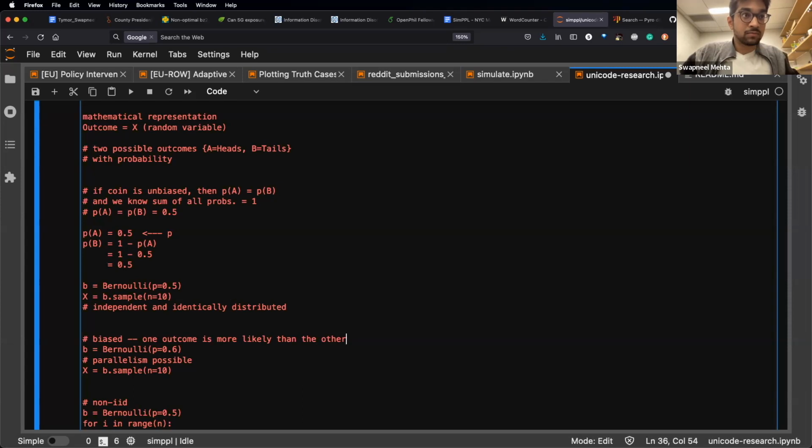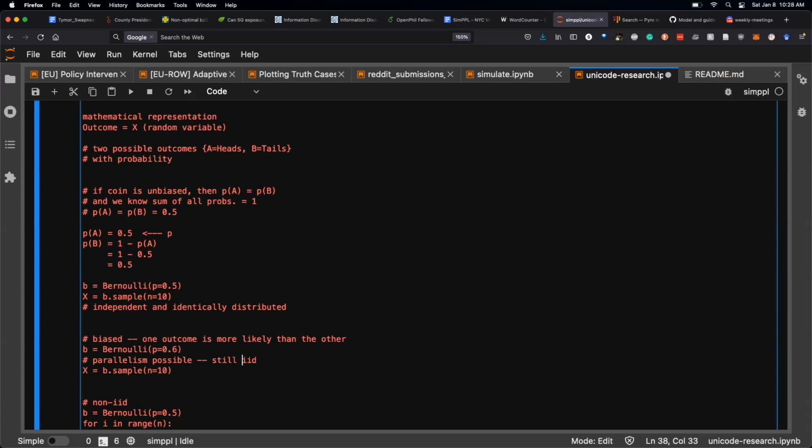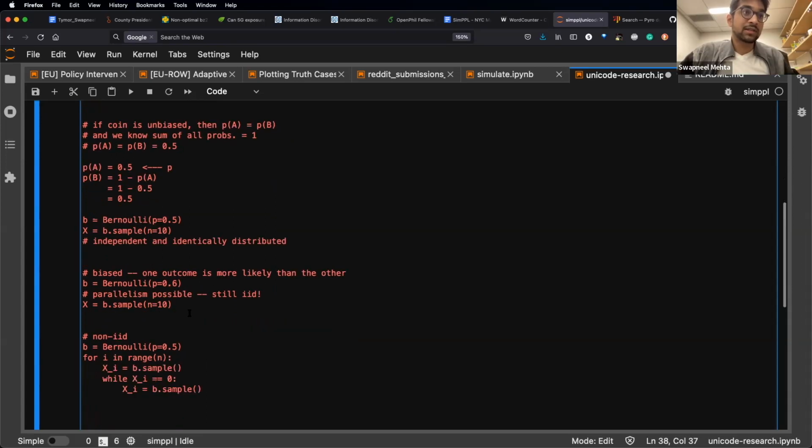Do you follow? Yeah. So that removes your unbiasedness, but it still keeps your data IID. Okay. Got it. So this is just the technical way that I think about it. If parallelism is possible, they are independent. And if they're drawn from the same distribution, they are identical. So can someone give me an example of breaking this identical part?